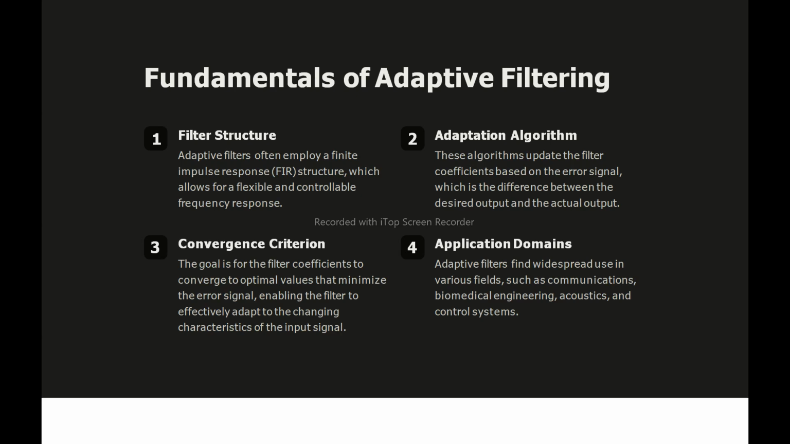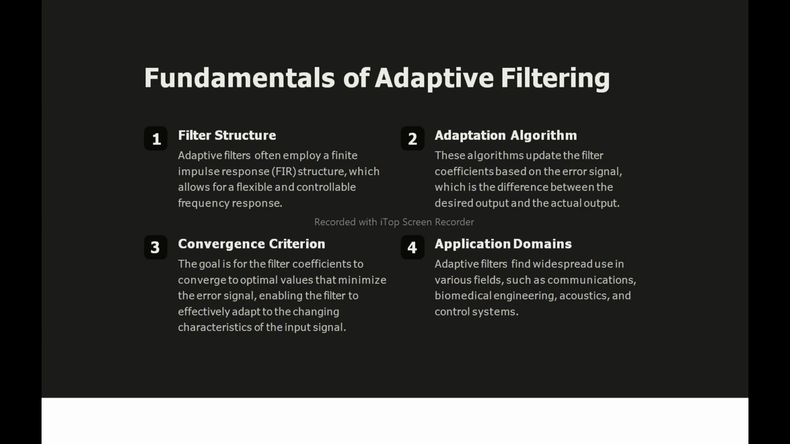These algorithms update the filter coefficients based on the error signal, which is the difference between the desired output and the actual output. By using the FIR filter structure, data analysis and noise cancellation become easy for adaptive filters. And for the adaptation algorithm, the filter coefficients are updated using the error signal. By using the error detection method, it is easy for adaptive filters to detect error and cancel noise.